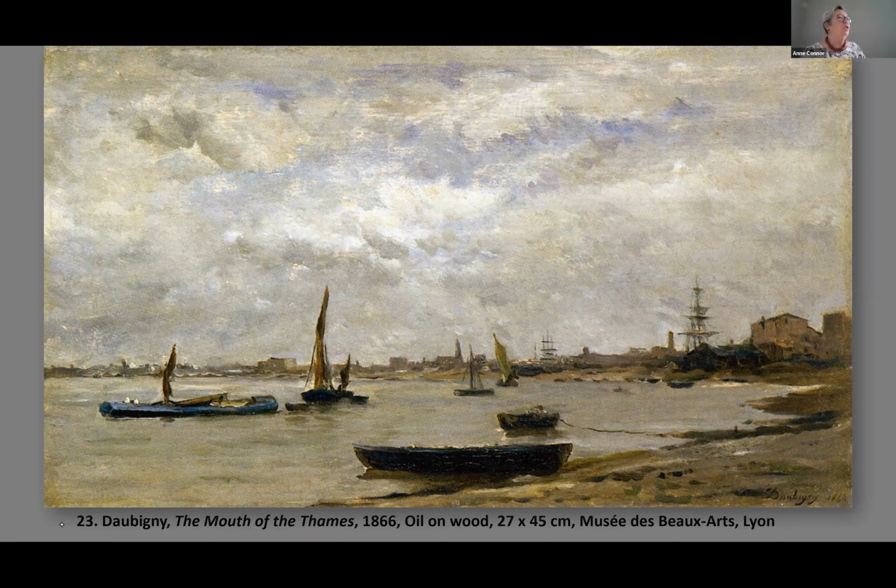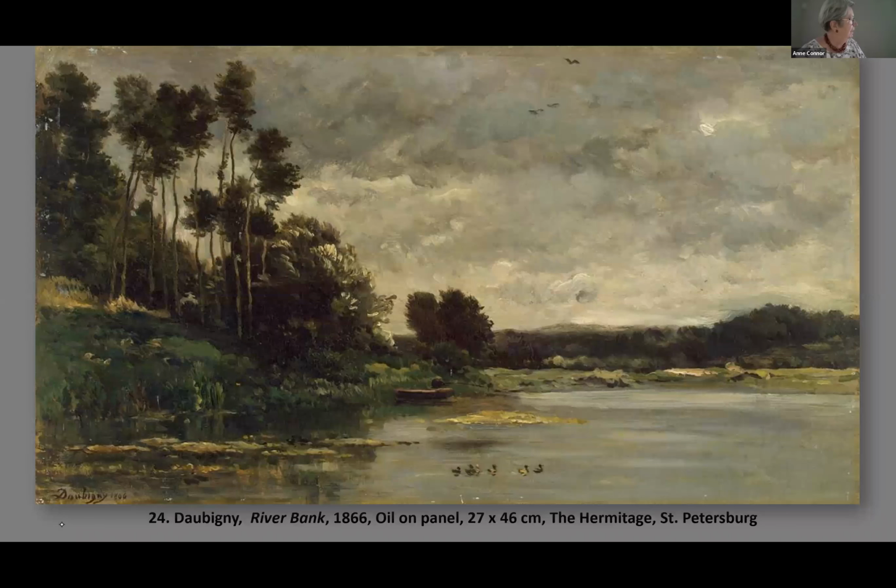When he came back to Auvers, and Auvers should be a familiar name for you, it's the famous church painted by Van Gogh. He met Paul Cézanne, who was there too. And so definitely influenced Cézanne there. That's a riverbank, again, very rich sky. That's a late period.